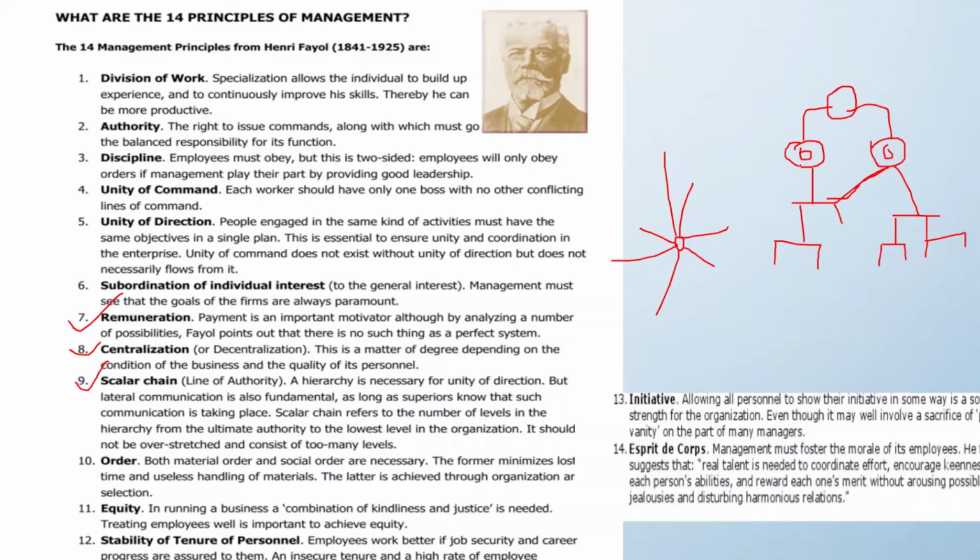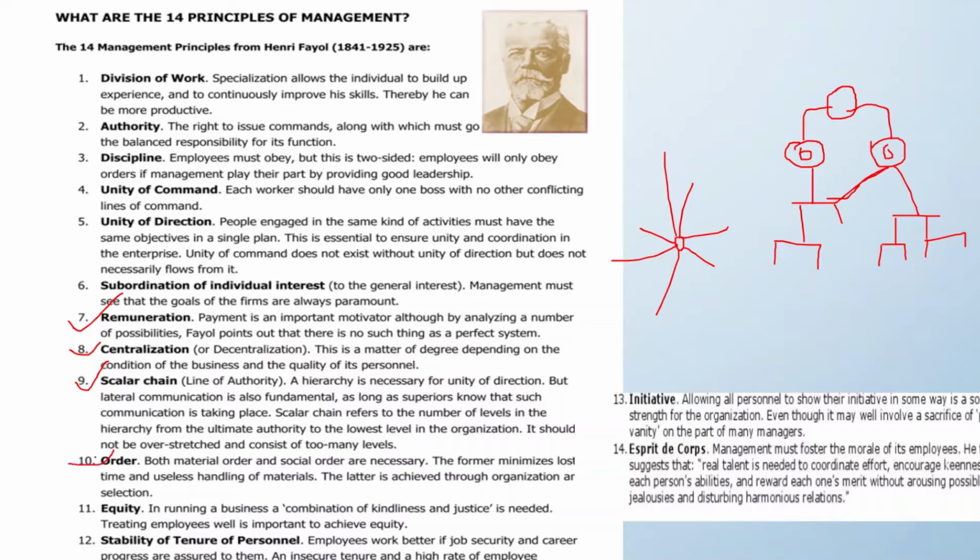It's a line of authority, and here you can also see the unity of direction is there. Only one boss is there. This person is having only one boss, and then it goes on like a chain. So that is why it is called scalar chain.